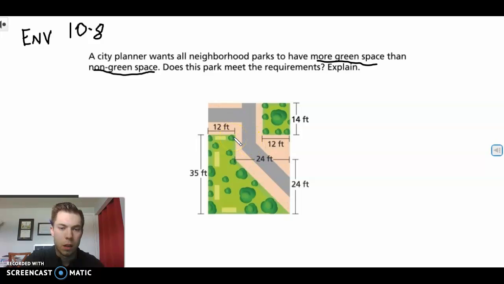And then we have down here a lot of green space. We have 35 feet going down this way, 12 feet across. Don't know how many feet this is. And then we have a diagonal here. We don't know how many feet that is either. So we want to figure out, does this space have more green space than non-green space?